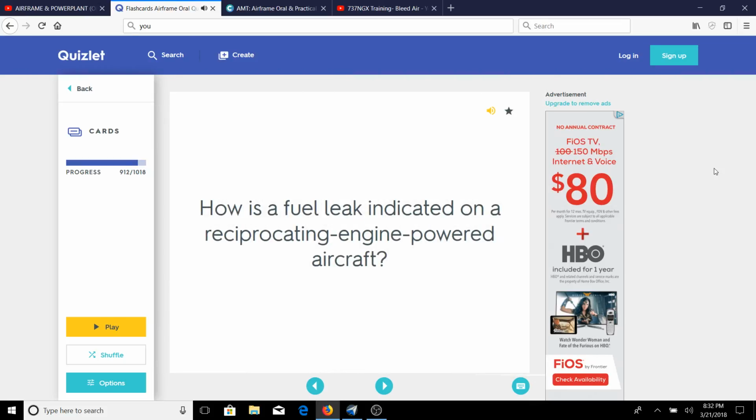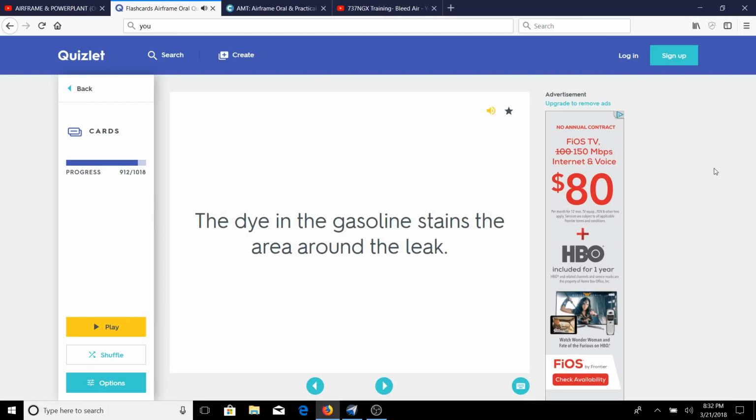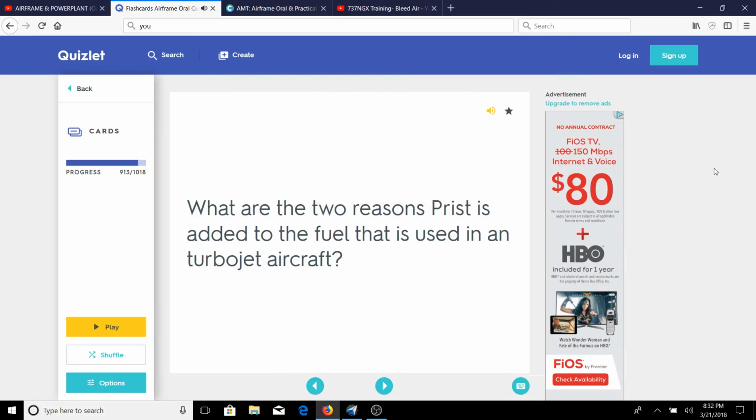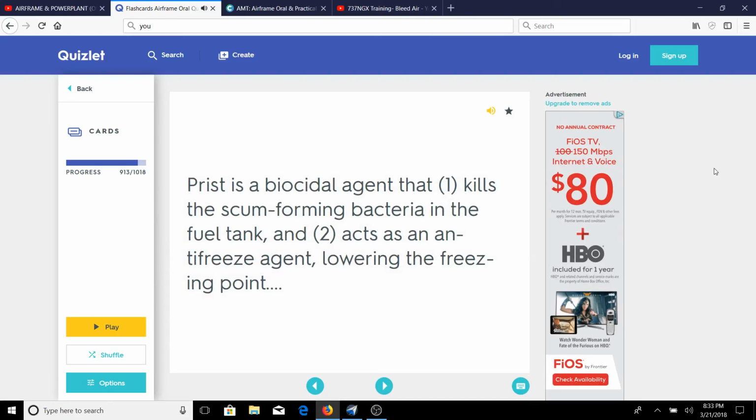How is a fuel leak indicated on a reciprocating engine-powered aircraft? The dye in the gasoline stains the area around the leak. What are the two reasons Prist is added to the fuel that is used in a turbojet aircraft? Prist is a biocidal agent that kills the scum-forming bacteria in the fuel tank and acts as an antifreeze agent, lowering the freezing point.